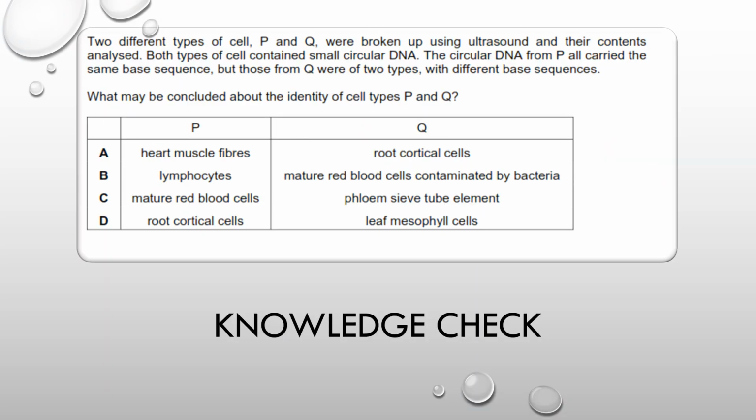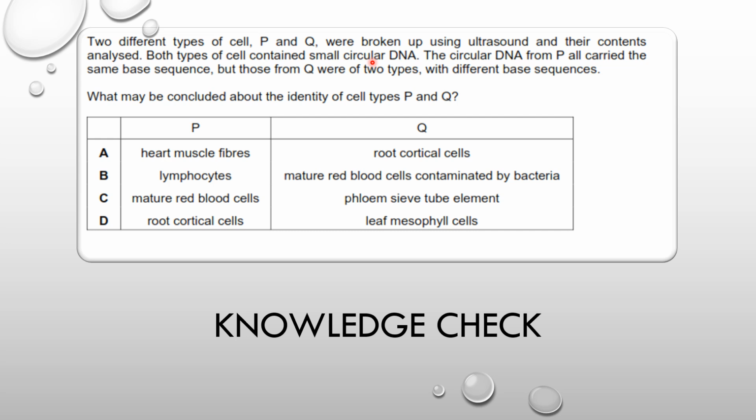Right. So guys, look at this. There are 2 different types of cells, P and Q. They are broken up by using ultrasound and their contents analyzed. Both types of cells contain smaller circular DNA. So smaller circular DNA means that they have chloroplast and mitochondria. But guys, pause this video and work it out. Let me see how you're doing.